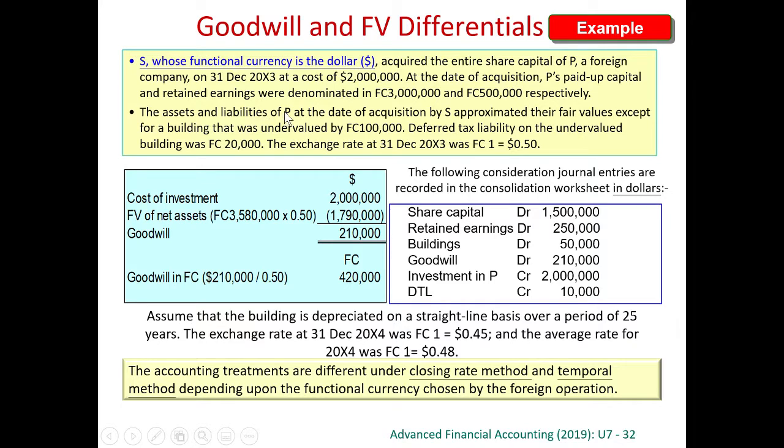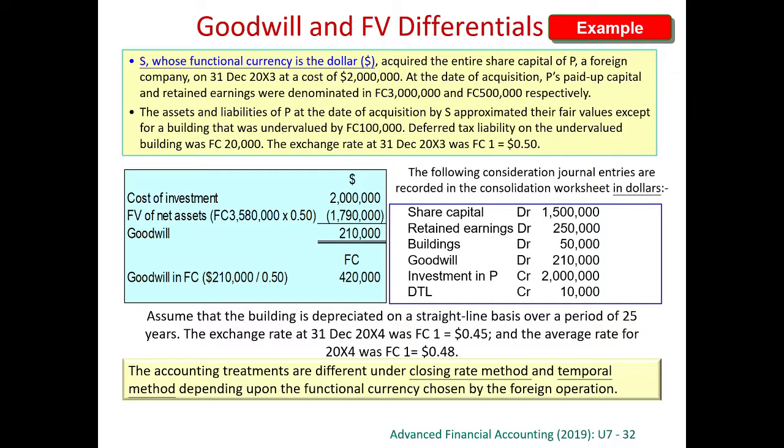The assets and liabilities of P at the day of acquisition by S approximated their fair value except for a building. So therefore there is one fair value adjustment, which is related to a building. The building has been undervalued by FC 100,000. Being undervalued, this means there should be a fair value increment. There has been a deferred tax liability in relation to this building, FC 20,000, that means a 20% tax rate. The exchange rate on that day, at the day of acquisition, was 1 FC equals $0.50.